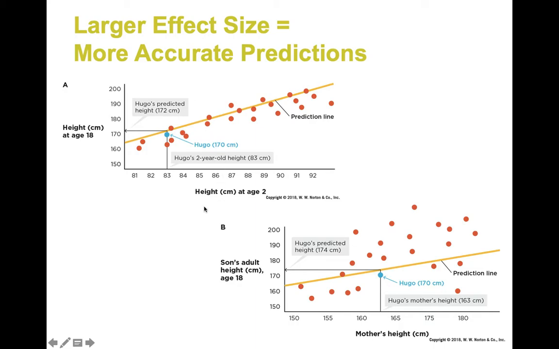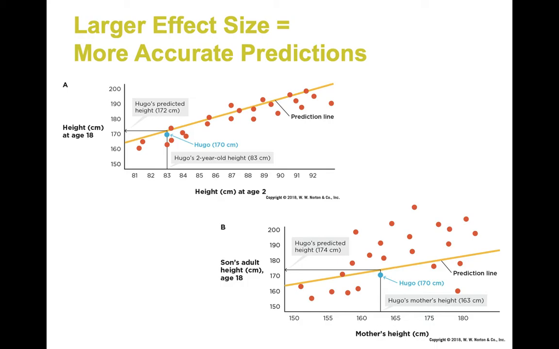And what's graphed here is height of research participants at age 2 and at age 18. So what this stronger association and this larger effect tells us is that we are more accurate in making a prediction about how tall somebody will be at age 18 from their height when they're 2 years old, based on this pattern of data, than we are at trying to make a prediction about how tall somebody will be based on their mother's height.